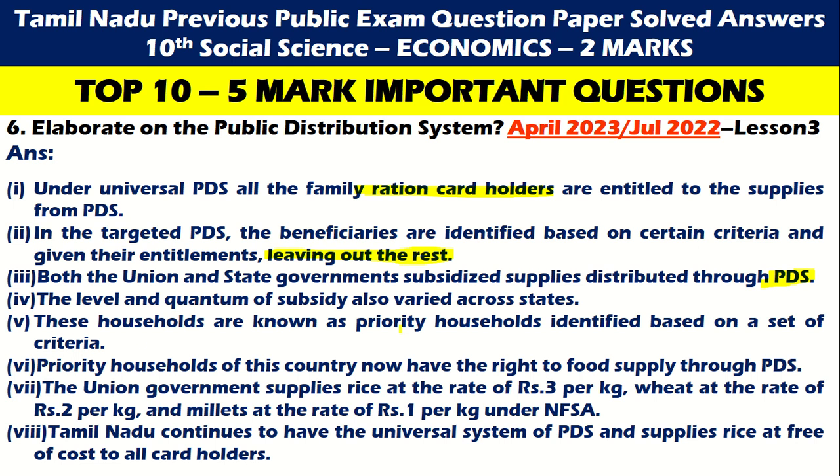These households are known as priority households, identified based on a set of criteria. Priority households of this country now have the right to food supply through PDS. The union government supplies rice at the rate of 3 per kg, wheat at the rate of 2 per kg, millets at the rate of 1 per kg under NFSA.